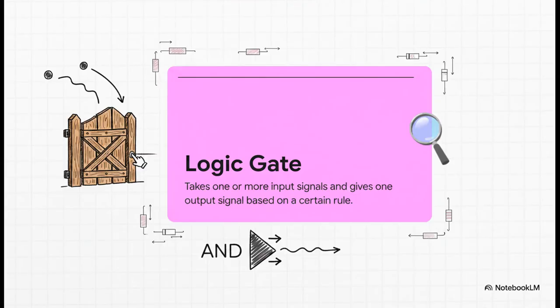Well, the answer lies in something called a logic gate. And the name is actually perfect. Just like a gatekeeper, it controls what gets through. A logic gate is basically a tiny little electronic circuit. It takes in one or more of those binary signals, a 0 or a 1, and based on a very specific rule, it spits out a single output signal. It's the most fundamental decision maker there is.